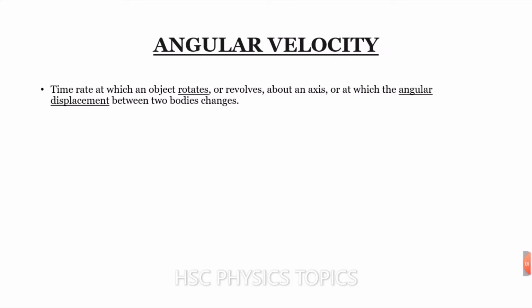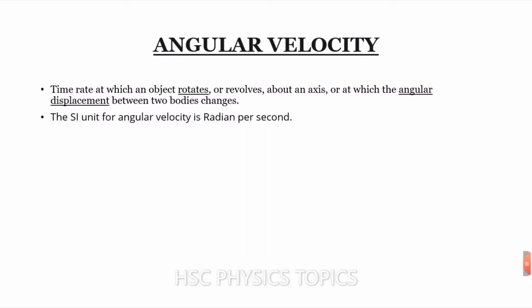Let's talk about the next topic, angular velocity. Angular velocity is defined as the time rate at which an object rotates or revolves about an axis, or at which the angular displacement between two bodies changes. The SI unit for this is radian per second, because theta is in radians and time is in seconds.